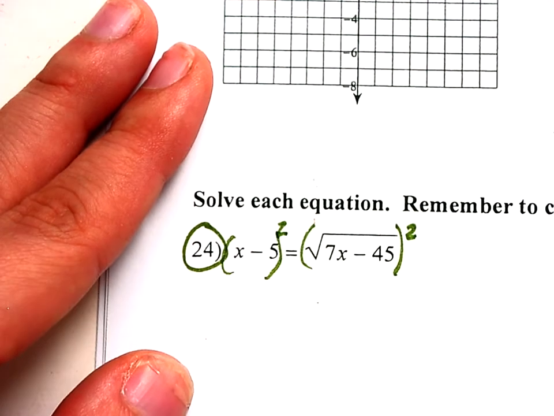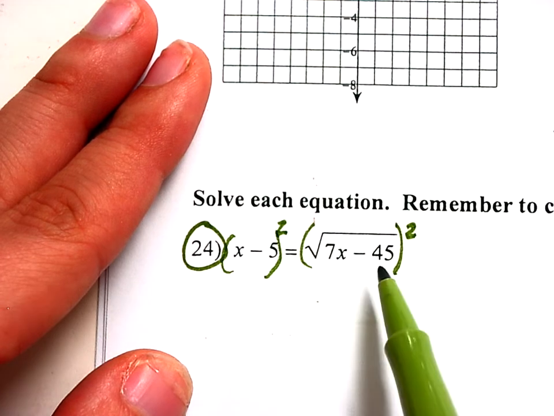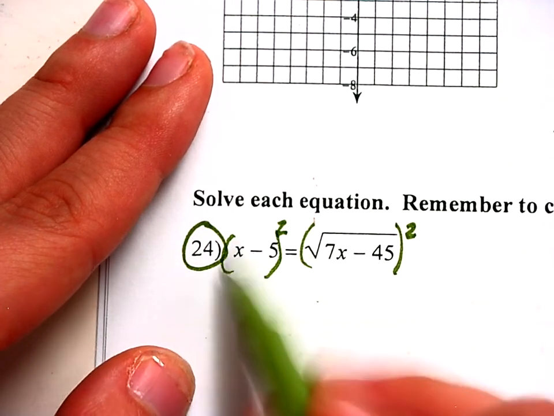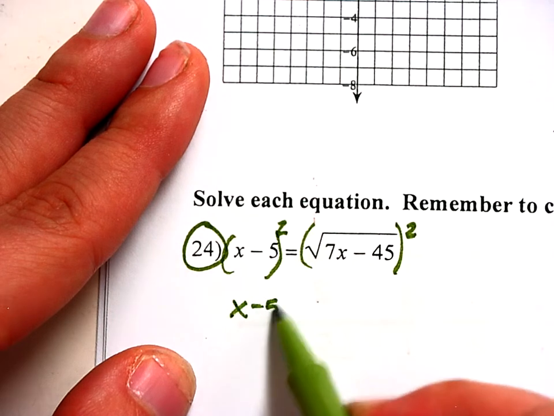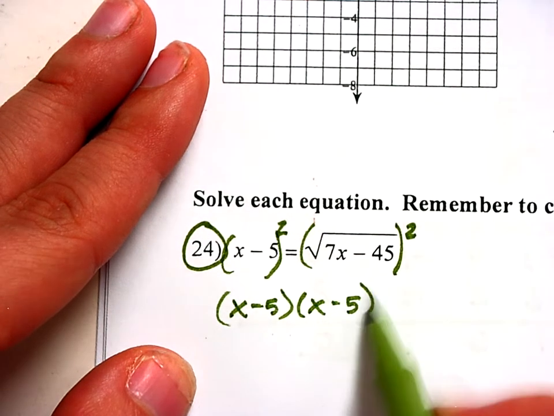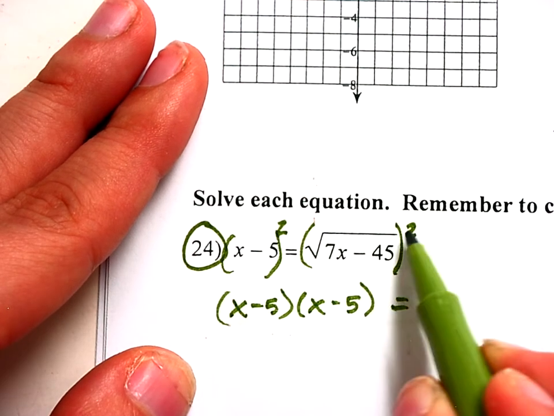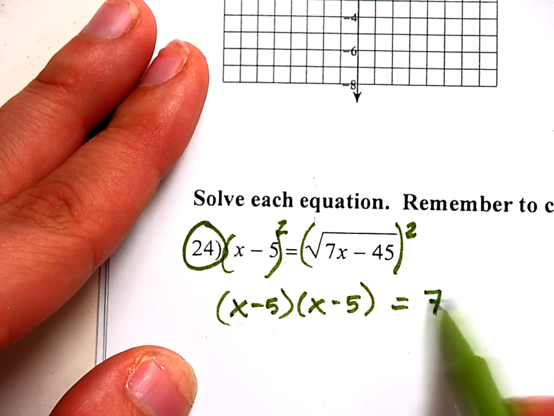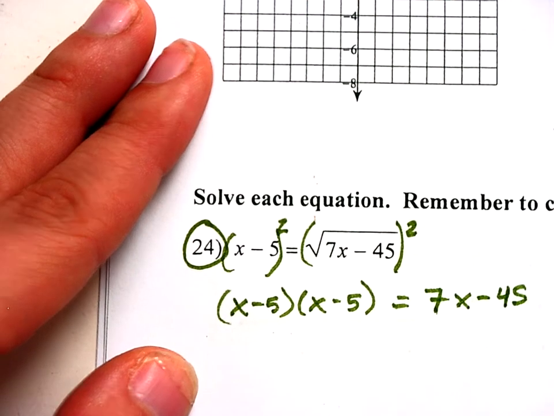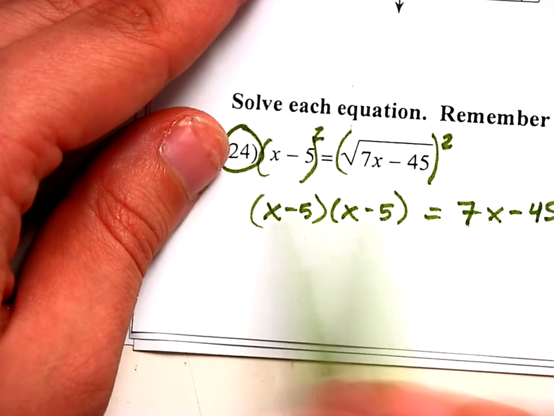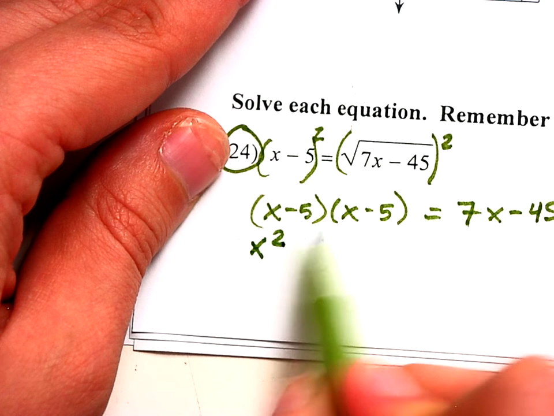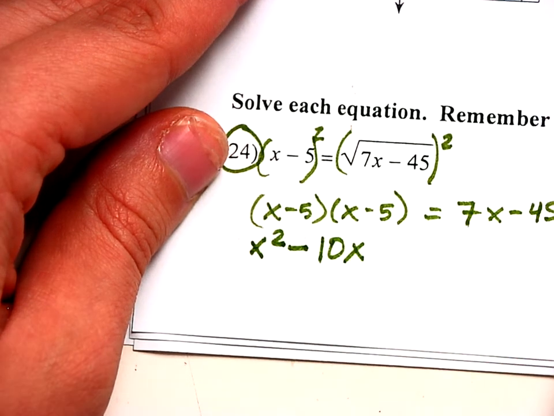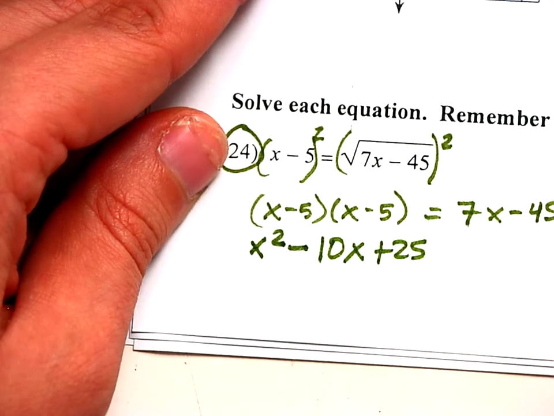Now don't forget, sometimes when we square both sides of an equation, it could create extraneous solutions, so we will check that at the end. Okay, so if I square this, this is x minus 5 times x minus 5 equals, and then when I square something in a square root, all I have left is what was underneath, so 7x minus 45. Okay, so let's square these right here. So I've got x squared minus a 5 and a 5 would be minus 10x, and then plus 25.